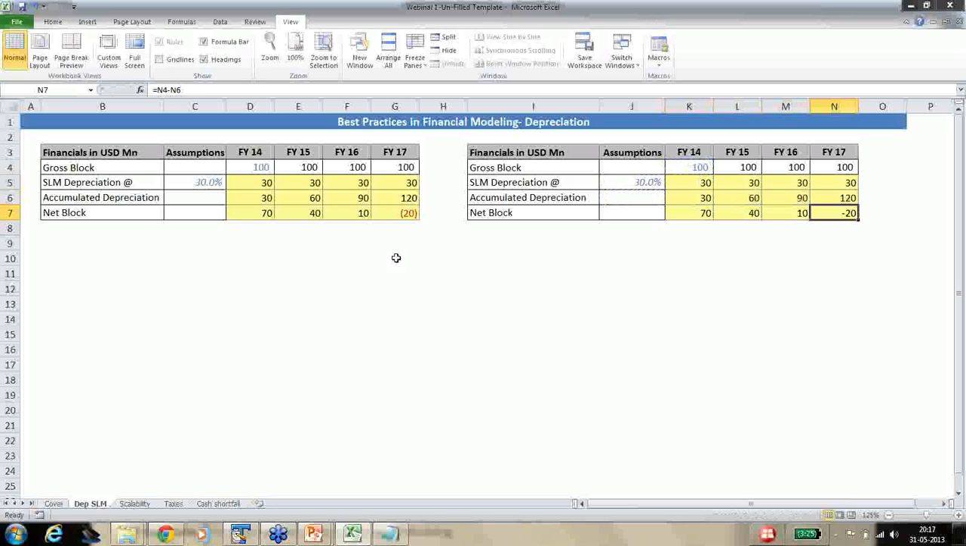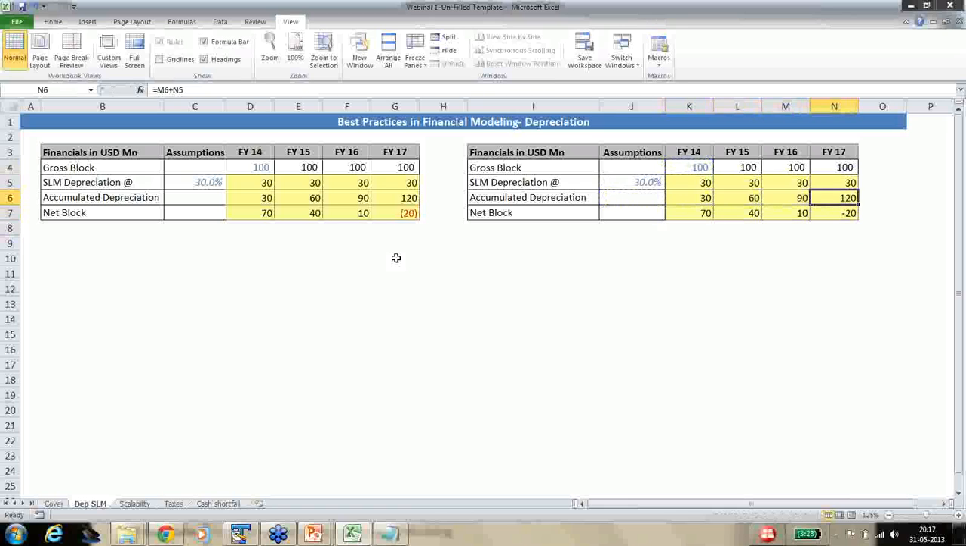Now this is a problem. Why? Because my net block cannot become negative. So after depreciating for 90, ideally I should only be able to depreciate till 10. Why? Because my total assets are 100. I already depreciated 90. In the last year I cannot depreciate the full amount. So this number is definitely questionable. This number is questionable. So how do I protect this?